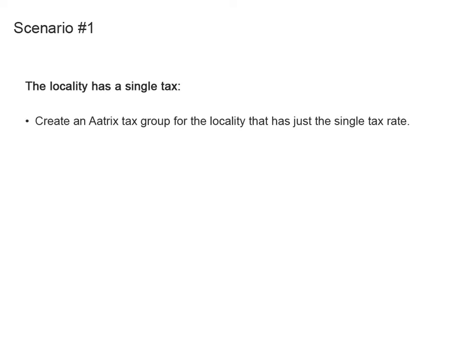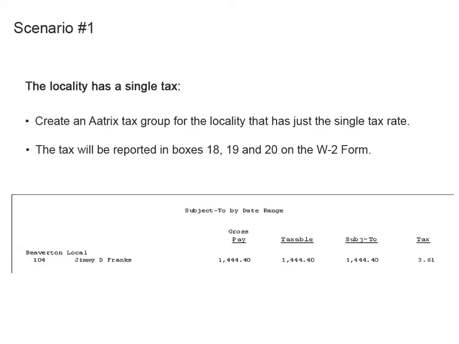Now that you have an idea of how the window works, let's take a look at a few common scenarios and how you would set up your groups to print the local information on the W-2 forms. The first scenario is the simplest. You have a locality that has a single tax associated and it needs to be printed in the local section on the W-2 form. In this example, we will use Beaverton as our locality and our employee number 104.